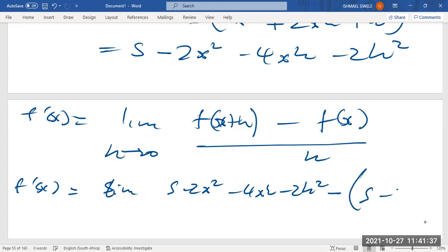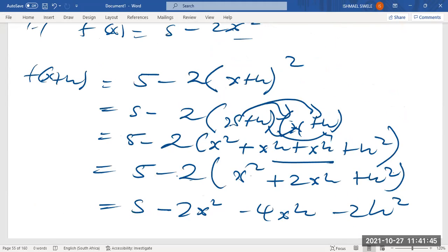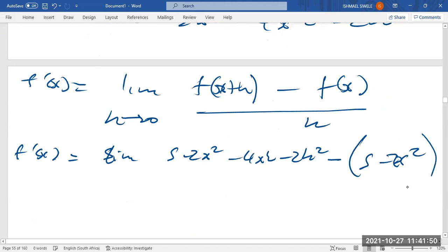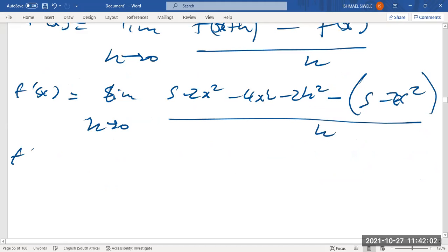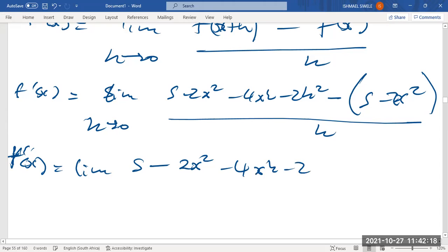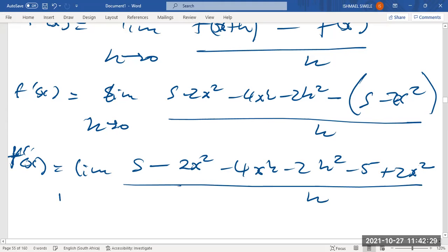What is f of x? f of x is 5 minus 2x squared, if I'm not mistaken, let me check. Minus 2x squared is minus 2x squared. All over h as h approaches 0, right? So that is what we have. Now f prime of x will be equal to 5 minus 2x squared minus 4xh minus 2h squared minus 5 plus 2x squared, all over h as h approaches 0, right? You see, this 5 is going to take care of minus 5. Minus 2x squared is going to take care of plus 2x squared, right?